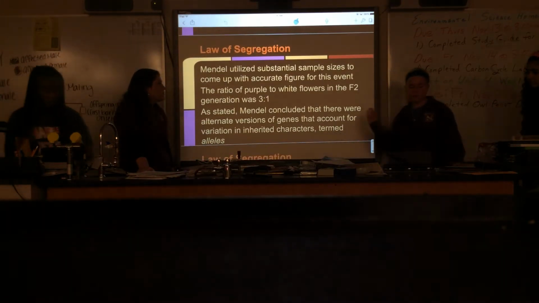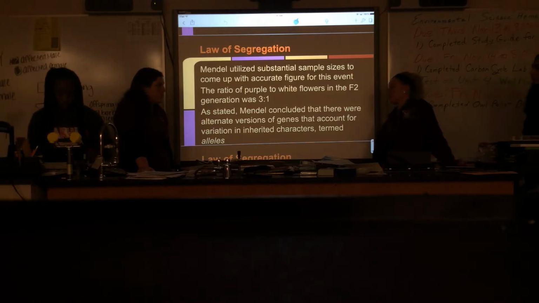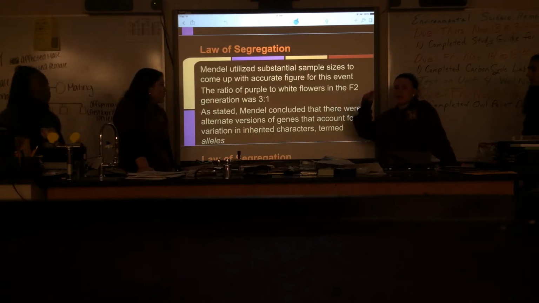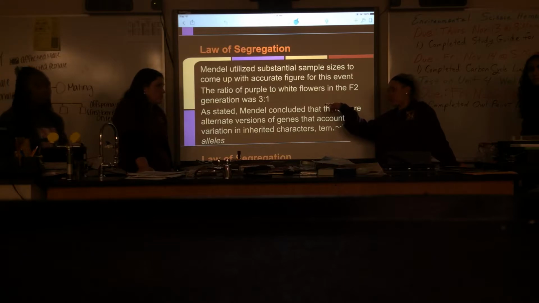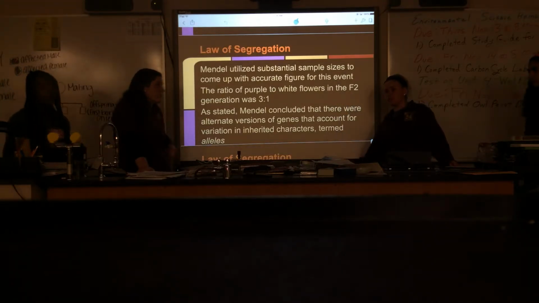Mendel utilized large sample sizes to come up with an accurate figure for this event, which is the ratio of purple, which is dominant, to white flowers. In the case of a hybridization cross, cross-pollination, it was 3-to-1, or a 1/4 chance that a recessive trait would be expressed.